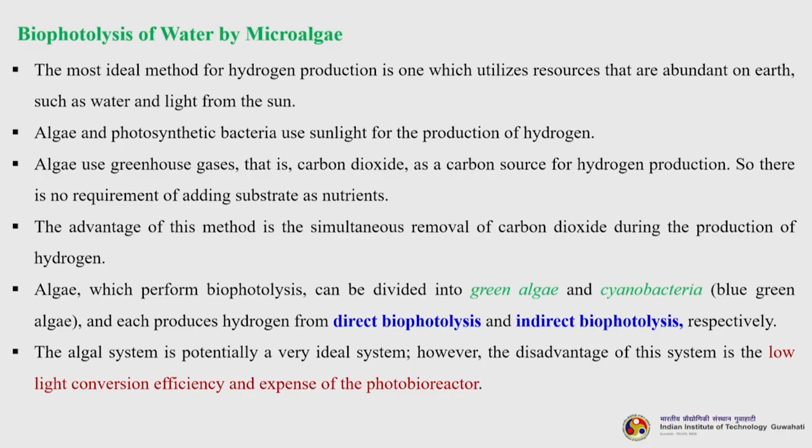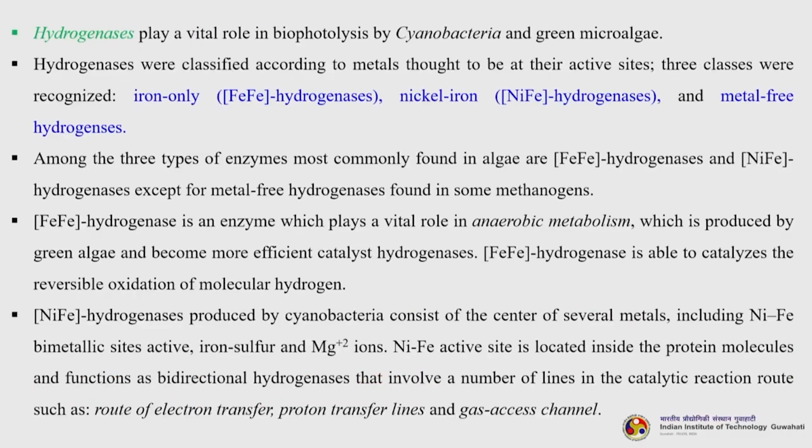Now, the advantage of this method is the simultaneous removal of carbon dioxide during the production of hydrogen. Algae which perform biophotolysis can be divided into green algae and cyanobacteria, and each produces hydrogen from direct biophotolysis and indirect biophotolysis respectively. The algal system is potentially a very ideal system. However, the disadvantage of this system is the low light conversion efficiency and the expense of the photobioreactor.